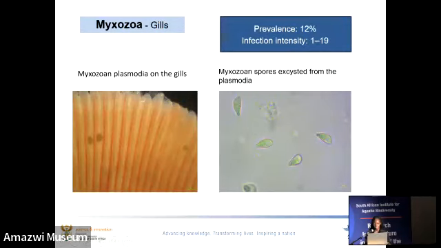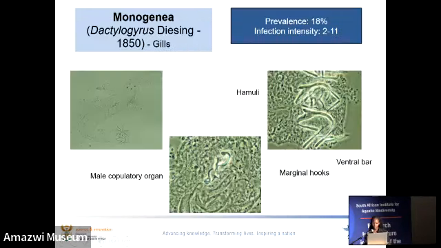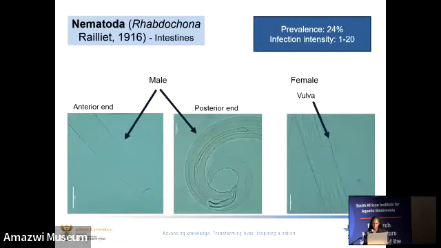The following parasites were found. Firstly is the myxozoan plasmodia on the gills, and myxozoan spores extracted from the gills. Secondly is the monogenea, also found on the gills, and here we have a representative of the whole specimen, the male copulatory organ, hamuli, ventral bar, and its marginal hooks. Thirdly is the nematoda, Rhabdochona, found in the intestines, and we have representatives of the male's anterior and posterior end and the female's vulva.